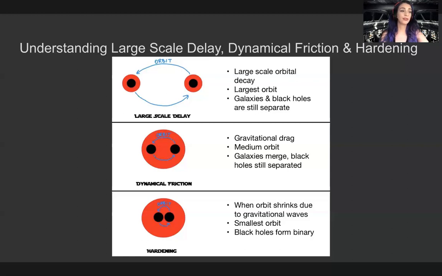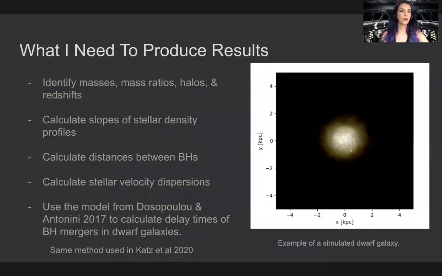While previous simulations are great, they ignore all this important physics I'm showing here, and this is why I consider my research very important to understanding and including these processes. In order to produce results, there's a few things I must do first, such as identifying masses of black holes, their mass ratios, their halos, and their redshifts. Then I move on to calculate slopes of stellar density profiles, distances between black holes, stellar velocity dispersions, until finally calculating the delay times of the black hole mergers in dwarf galaxies.